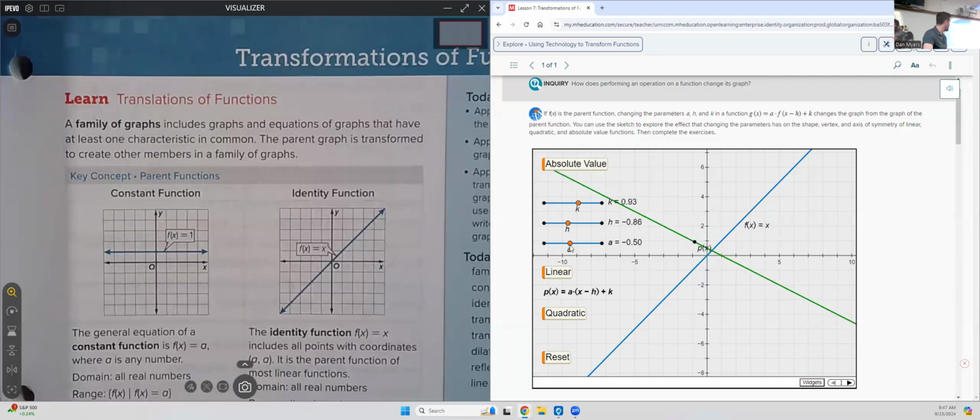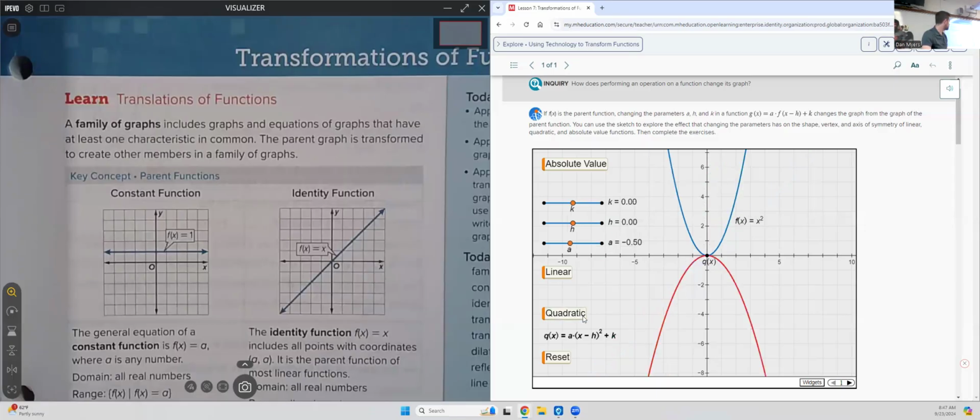And so if we talk about a, if we make a really negative, it gets to be a very steep slope. But it's a negative slope. And as we get closer to 0, the slope gets shallower and shallower and shallower. It's still a negative slope until it goes positive. And then it's a shallow positive slope, and it gets steeper and steeper and steeper as we get away from 0.